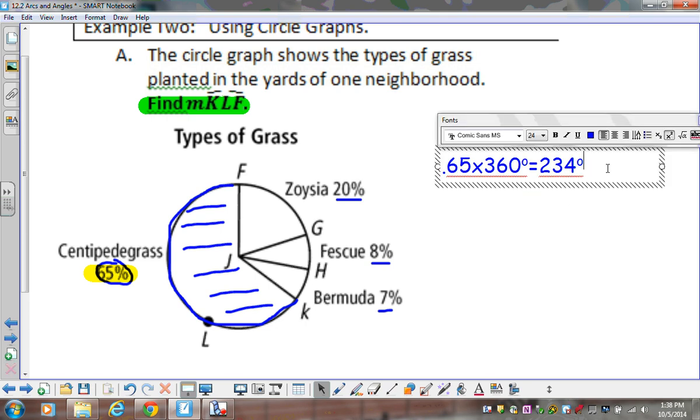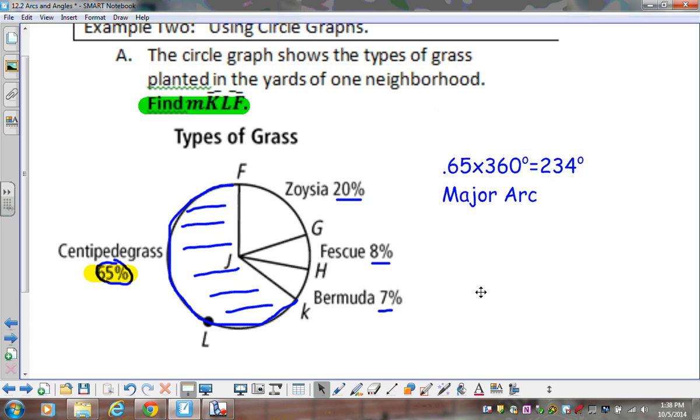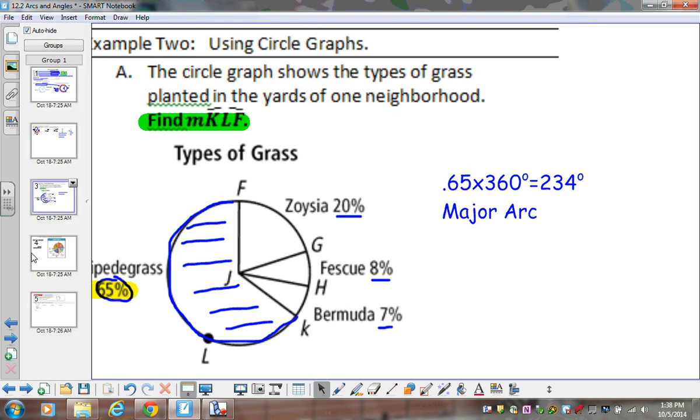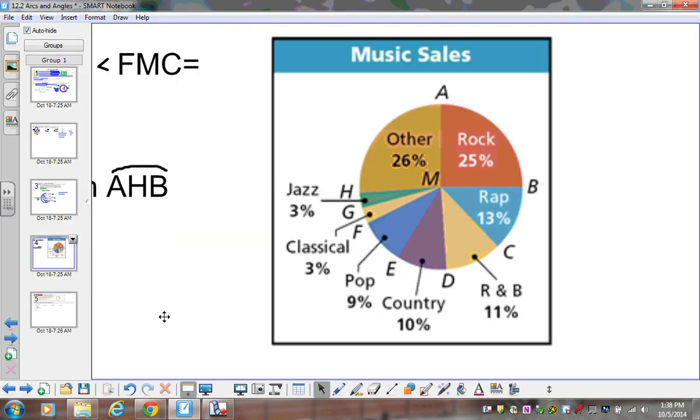Now, if it asks for it, which it doesn't here, that means it's going to be a major arc. A majority of the grass in that neighborhood is 65% centipede grass, or 234 degrees of this particular circle chart. All right, cool. I think we're getting close to being done, and we got a couple more slides.